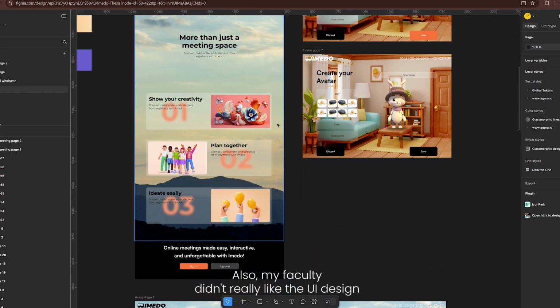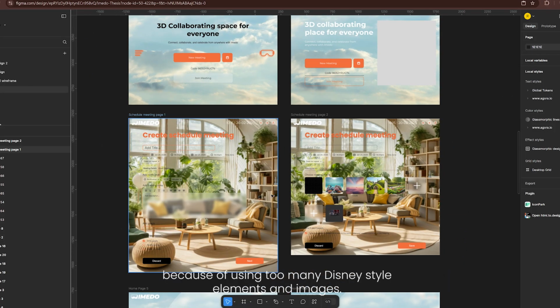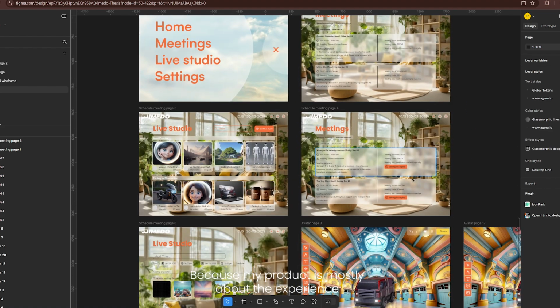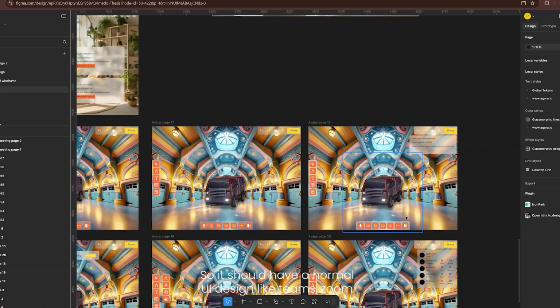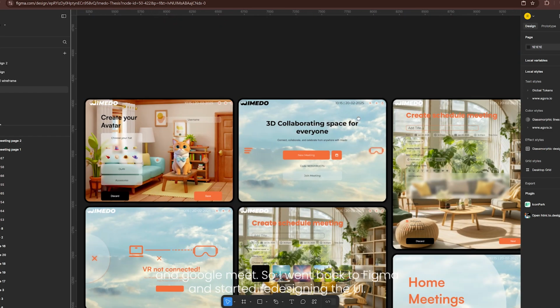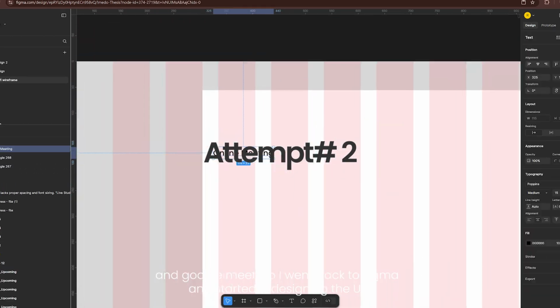Also, my faculty didn't really like the UI design because of using too many Disney style elements and images. Because my product is mostly about the experience and professionals are going to be using it, so it should have a normal UI design like Teams, Zoom, and Google Meet. So I went back to Figma and started redesigning the UI.